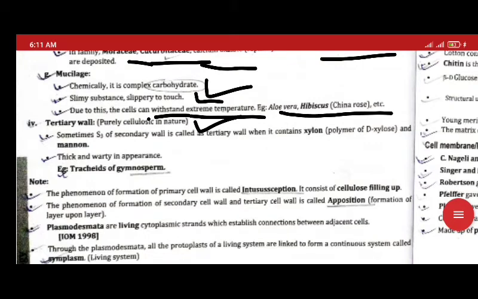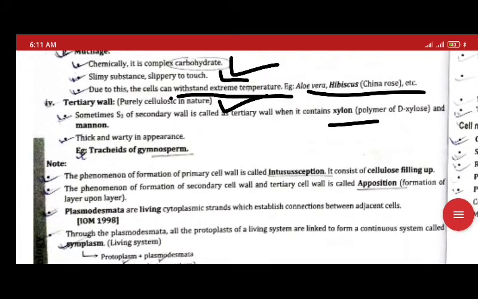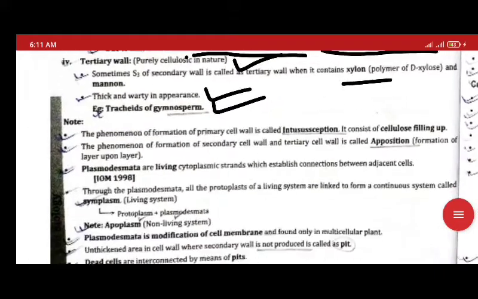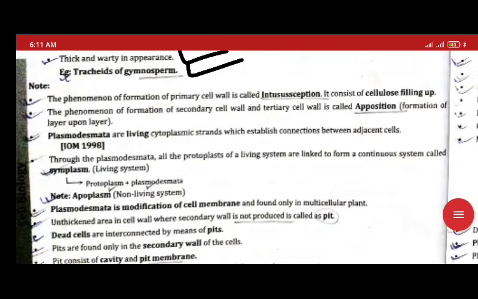Now it is mainly found in what? Xylem, and it is thick with a warty appearance. An example of its occurrence is the tracheid of gymnosperms. The phenomenon of formation of the primary wall is called intussusception, meaning cellulose filling in. Now for forming the secondary and tertiary walls, it is apposition, meaning deposition on the layer.